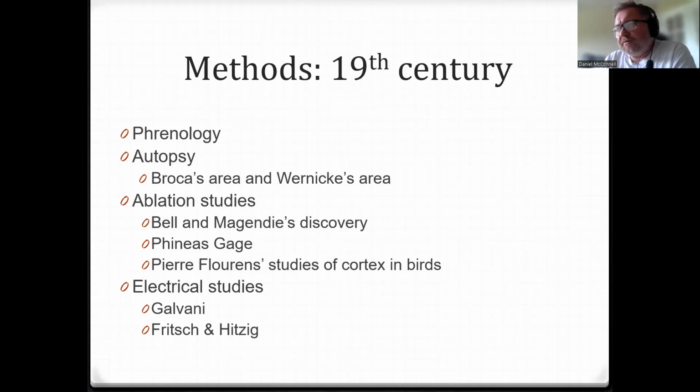Also in the mid-1800s, Flourens began to study birds, and what he would do is essentially lesion just entire segments of their cortex and discover various sensory deficits. So the occipital lobe playing an important role in vision would be discovered, because when he would damage the occipital lobe in the birds, you get fairly profound visual impairment.